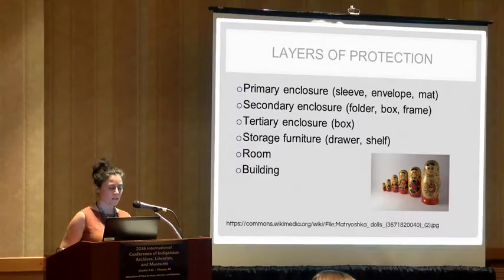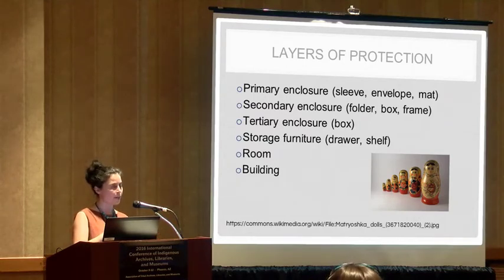In this presentation, I'll talk a little bit more about the specific types of chemical protection that can be provided with the right housing materials. As I was saying, proper housing can help mitigate changes in the environment, and we like to think of this like Russian nesting dolls, where you want as many layers of protection as possible to keep your object as safe as possible.